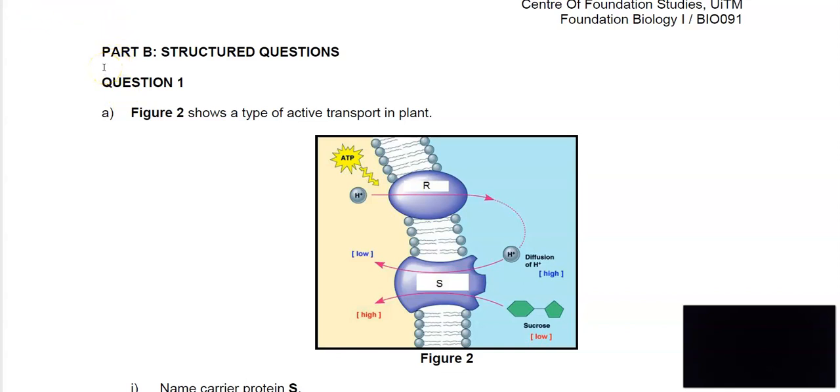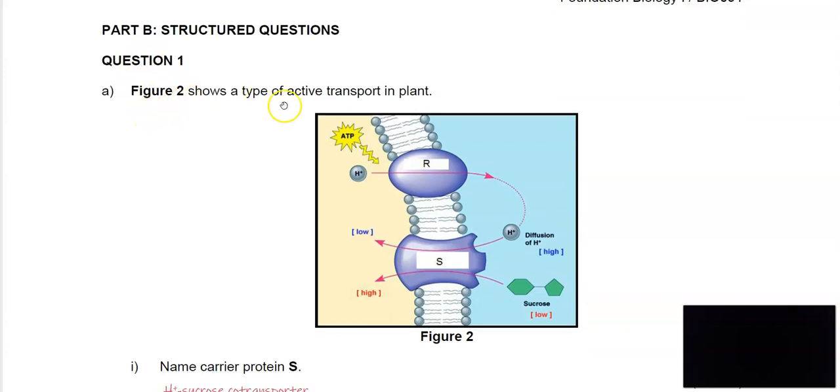Okay, so in this second video, we are going to discuss part B of chapter 3, which is on plasma membrane transport. We are going to look at 4 structured questions. So for question number 1A, figure 2 shows a type of active transport in plant.